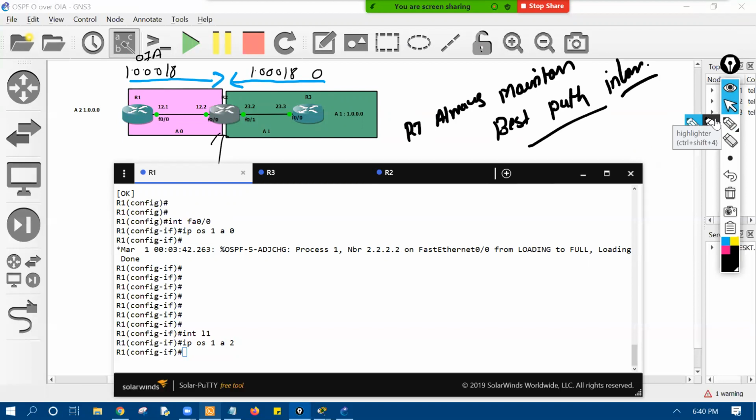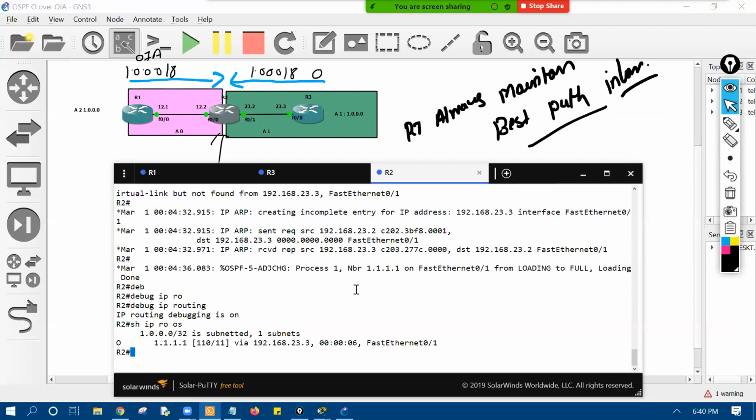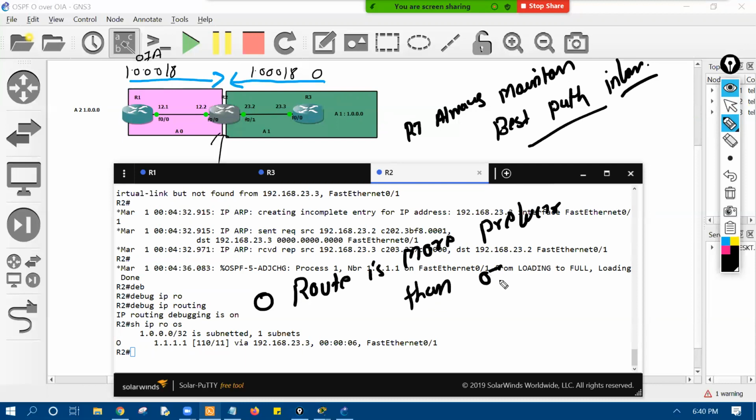Tell me, which one will it be? That one, sir. Why? Inter network, sir, same network. See, O route. Intra area, sir. Yeah, the O route is more preferred than the OI route.